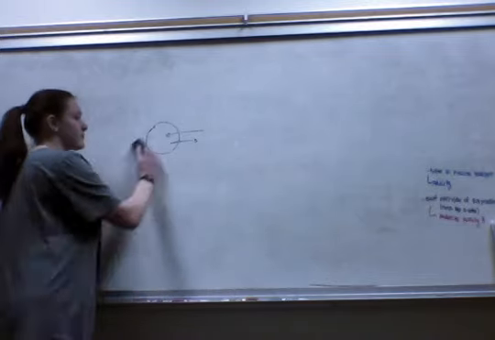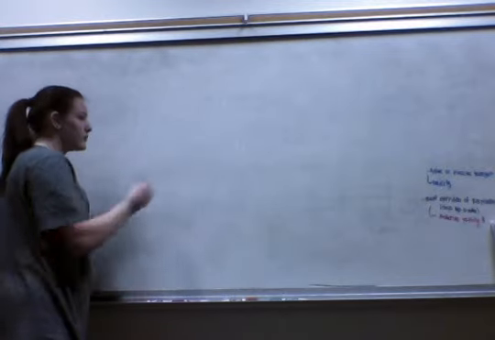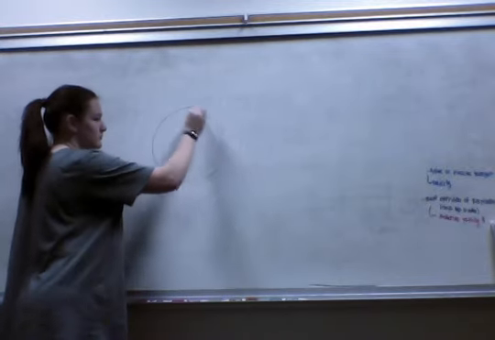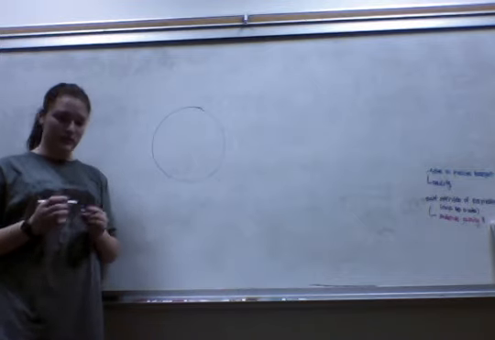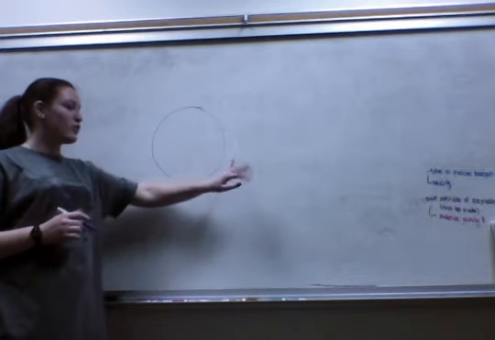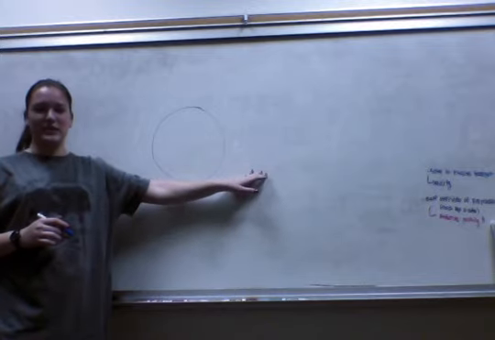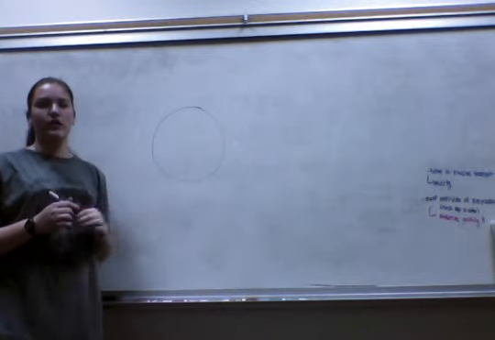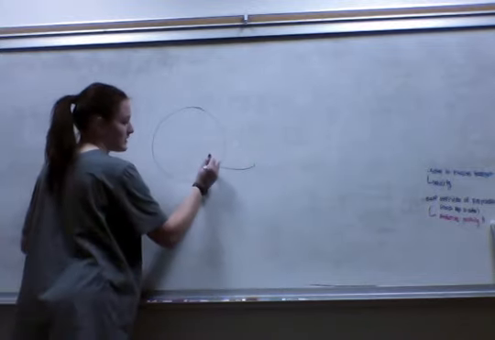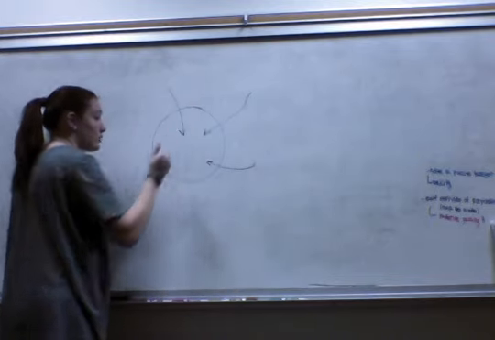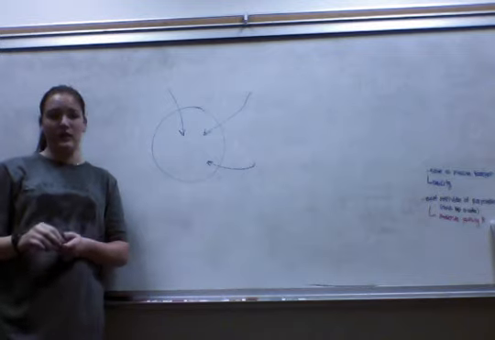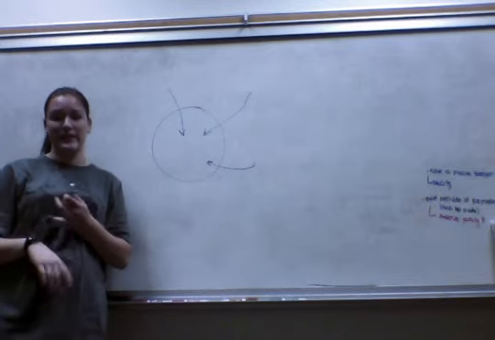But if you put your cell in a solution that is hypotonic, that means that there's more water on the outside than there is in the cell. So all this water is going to be rushing into the cell, which will cause it to swell. And that can cause the cell to lyse.